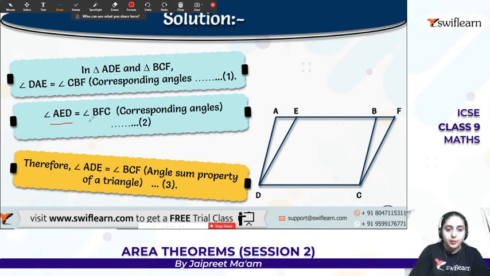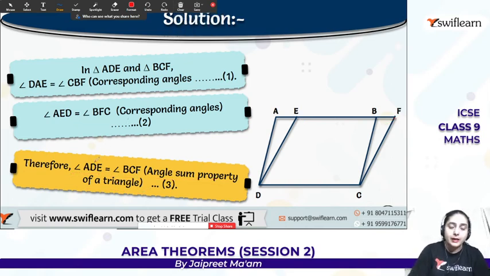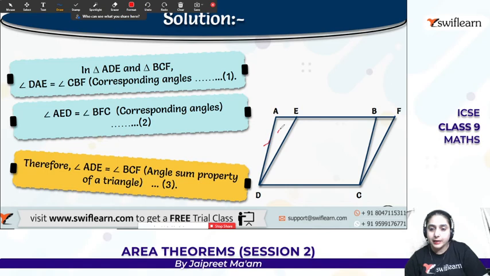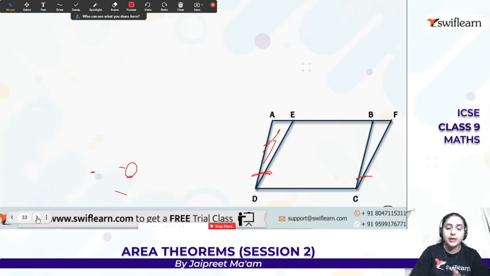So angle AED and angle BFC, this and this will be corresponding angles, correct? We have put equations 1 and 2. Therefore angle ADE is equal to angle BCF by the angle sum property of a triangle. What is angle ADE? Whichever letter is written in the middle, we are talking about that angle. So in BCF, we are talking about the angle C. By using the angle sum property, we have proved that they are equal.